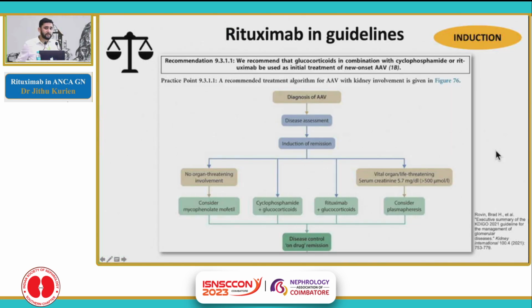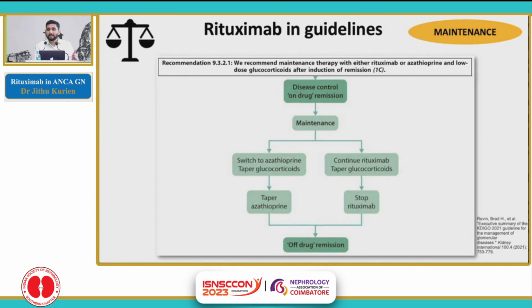Now, where does rituximab stand with respect to the guidelines? So these are the KDIGO 2021 glomerular management guidelines, and with respect to induction, rituximab is kept at par with cyclophosphamide, so that it gives freedom to the clinician to choose between the two. But there are some clinical indications in which they say rituximab would fare better than cyclophosphamide. In maintenance also, rituximab is kept at par with azathioprine in the KDIGO 2021 guidelines, but with a rider that with rituximab you can actually taper and stop the glucocorticoids, but not with azathioprine, where you have to continue glucocorticoids.